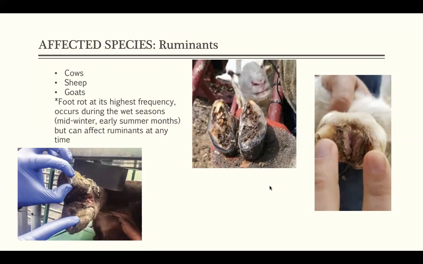So the affected species is ruminants. So we're looking at cows, sheep, and goats. Cows have the most instances of foot rot. Sheep, it is common, and goats, it's least common. So you'll find it in goats, but it is the least common in goats.